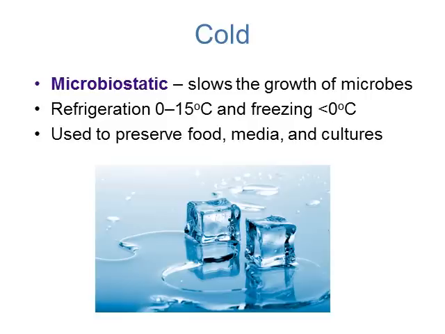So we talked a lot about heat. Cold is another method. This is a microbiostatic method. It just slows the growth of microorganisms. It doesn't actually kill the microorganisms. So this includes refrigeration. We put our food in the fridge to keep it longer. And this is about 0 to 15 degrees Celsius, usually around 4 degrees Celsius. And then also freezing, which is less than 0 degrees Celsius. These methods, again, just slow down the growth.